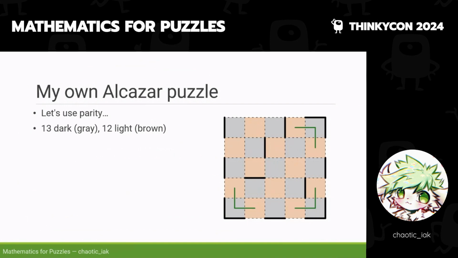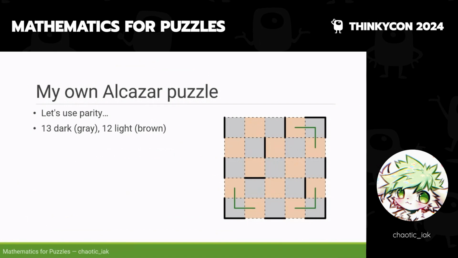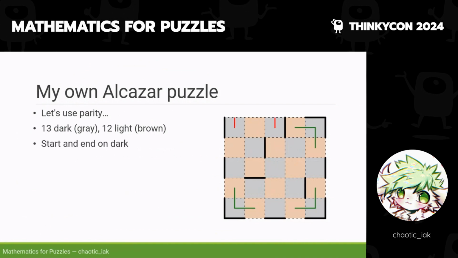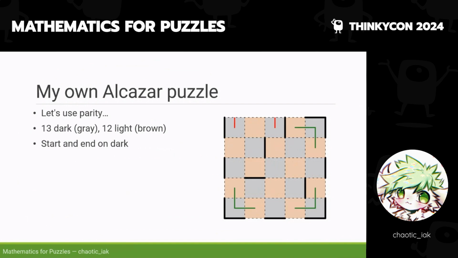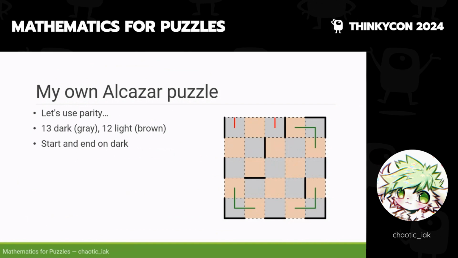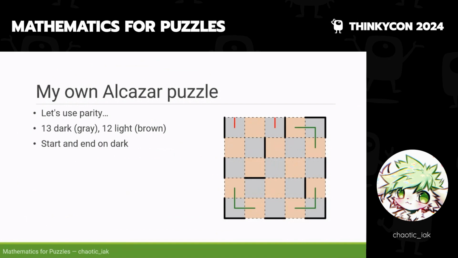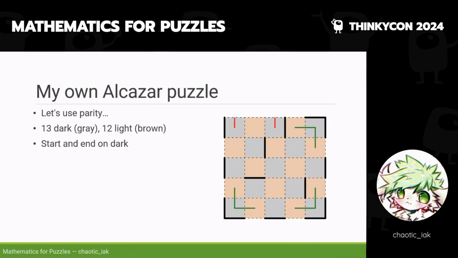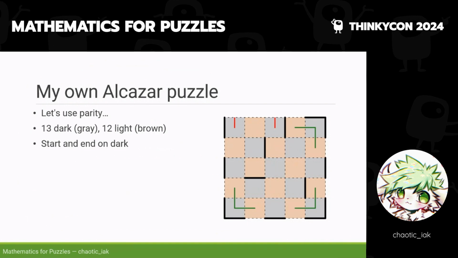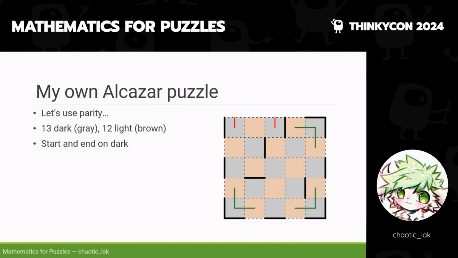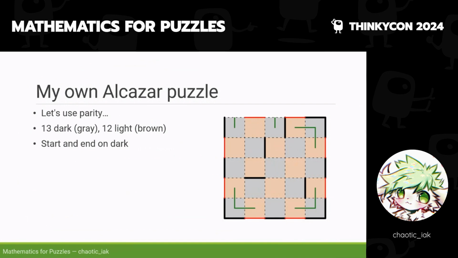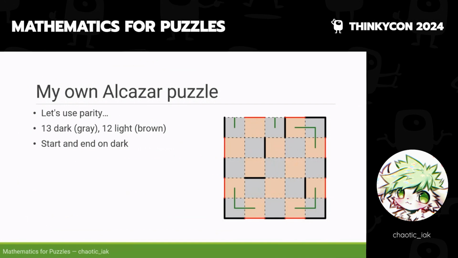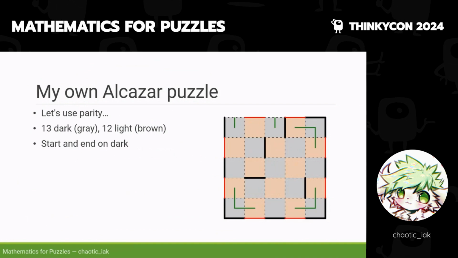So let's try to use parity. If we look at this puzzle, there are 13 dark squares, there are 12 light squares. That means the start and the end must be on dark squares because there are more dark squares than light squares. So there are only 2 dark exits in this entire puzzle here on the top, and there are a lot of light exits, but none of them is used. We can just basically draw walls on them. And that's one way to use parity.